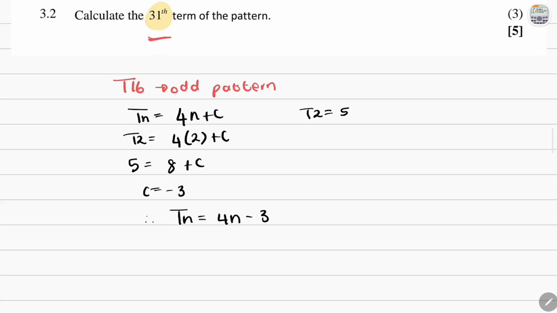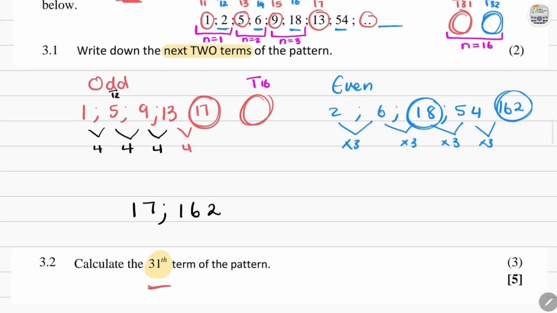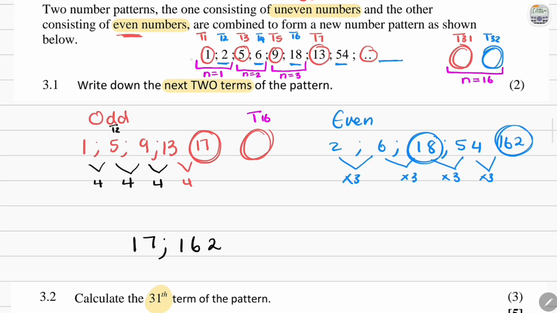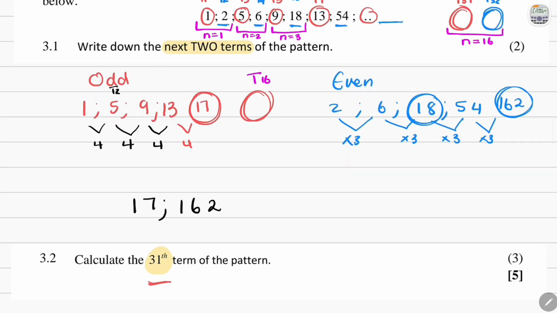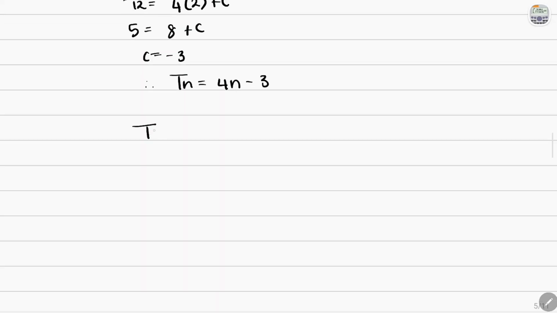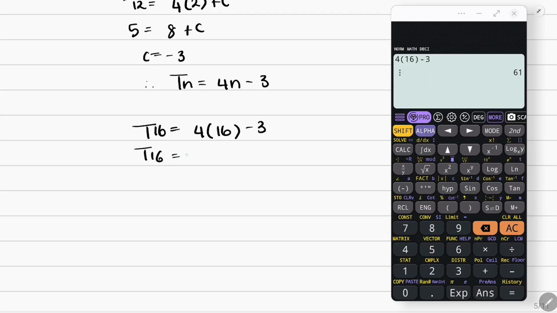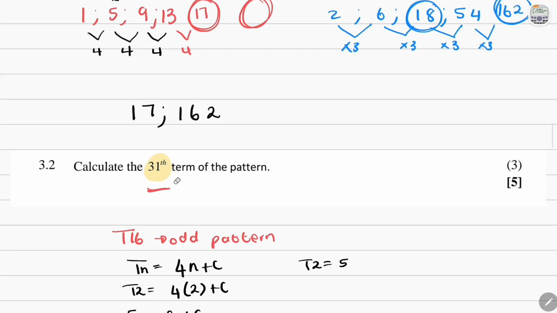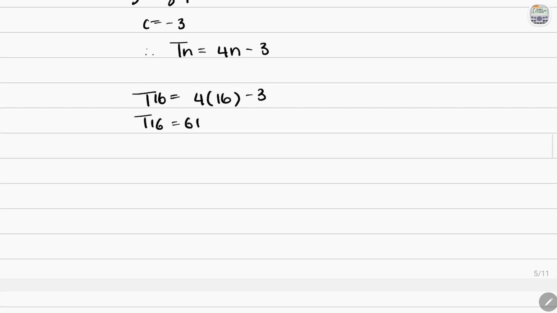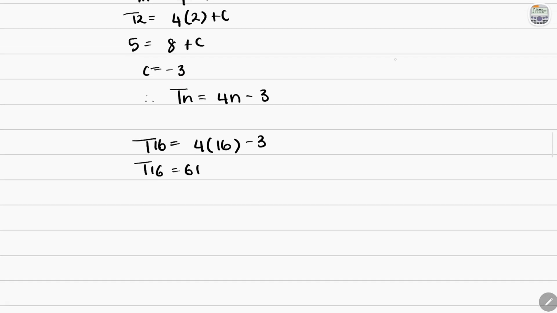And all we are trying to find is term number 16. Term number 16 in the odd pattern is term number 31 in the overall pattern, okay, in the combined pattern. So term 16 is equal to 4 times 16 minus 3, and then let's just go ahead and find this. And this is equal to 61. Okay, so that's what they were asking for. Term number 31 in the overall pattern is actually 61.